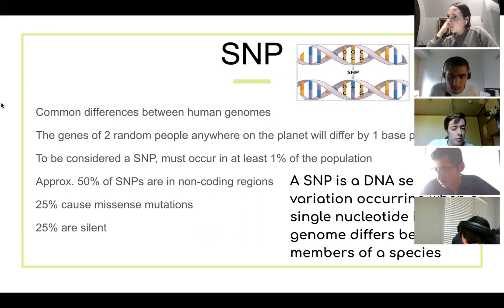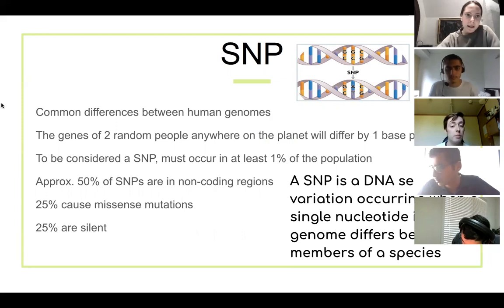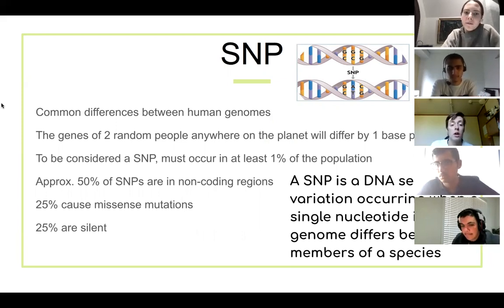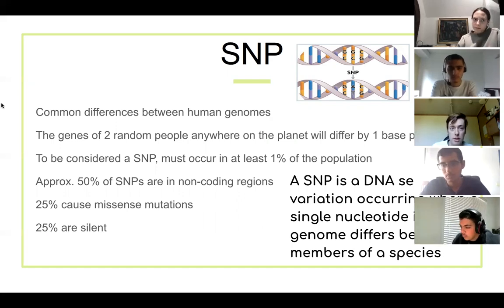These are just some facts about them. Two random people on the planet, anywhere, will differ by about 1 base per 100,000. To be considered a SNP, it has to occur in at least 1% of the population. About 50% of SNPs are in non-coding regions, which means they're not being expressed by the DNA.